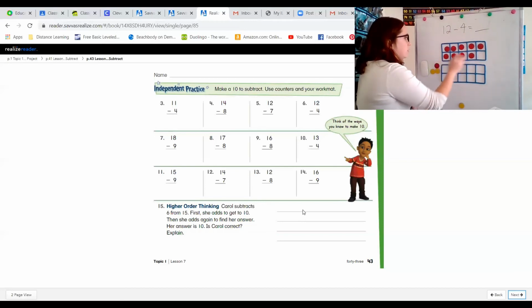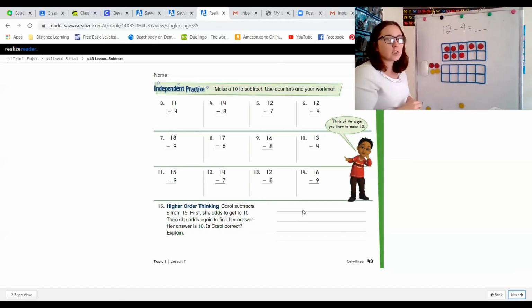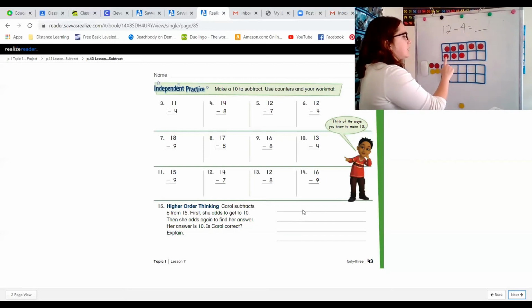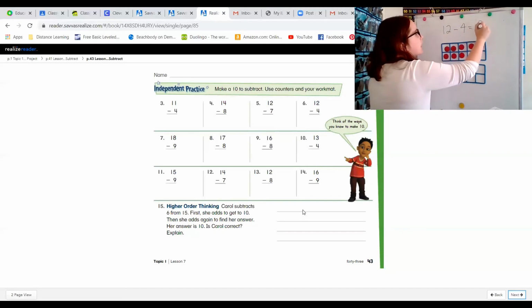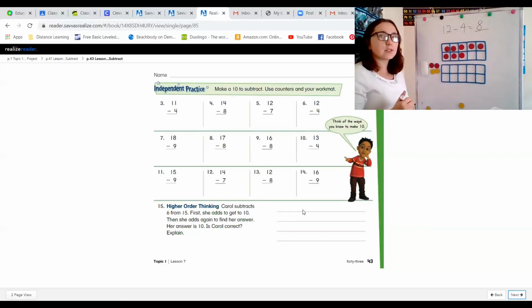Now I know that 2 plus 2 more equals 4, so I need to take away 2 more counters. So 1, 2. Notice I took away 4 counters. Remember, we're subtracting 4. So 1, 2, 3, 4. Now let's see how many counters I have left. 5, 6, 7, 8. So that means 12 minus 4 equals 8. That's my difference, my answer. Okay, one more by yourself. I want you to go do number 7 and then come back to me and I'll check your work.